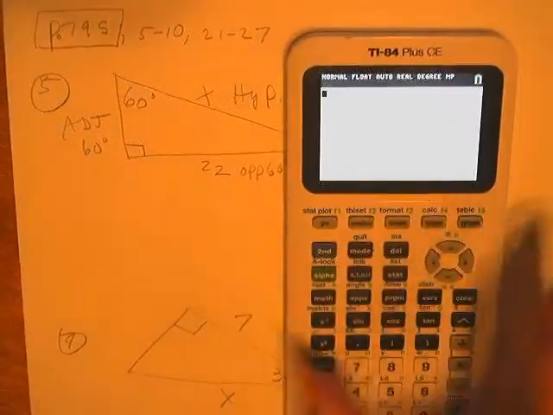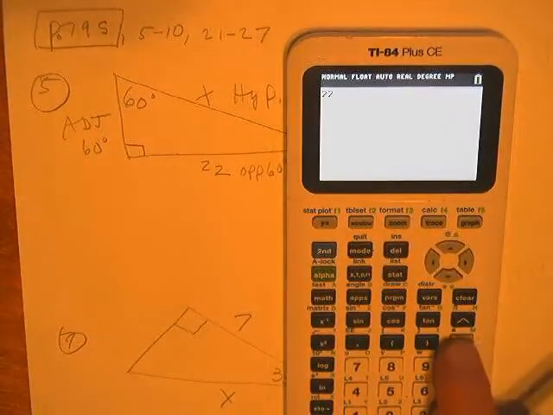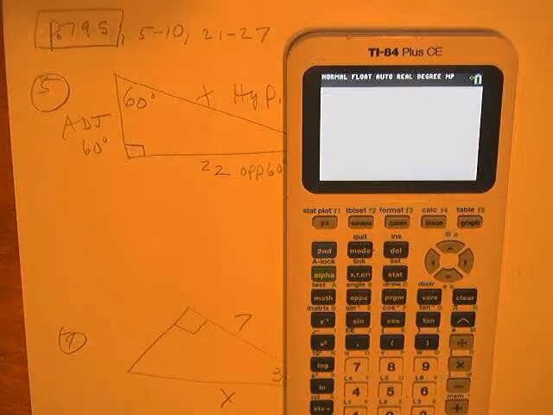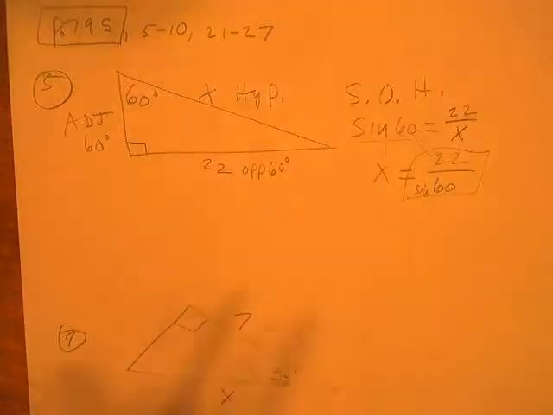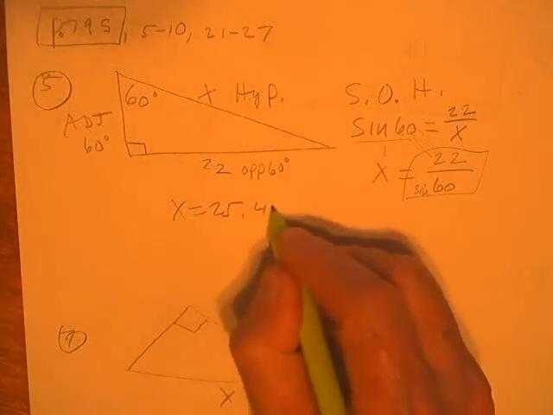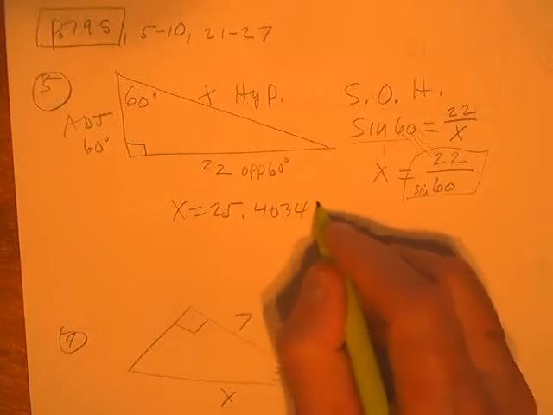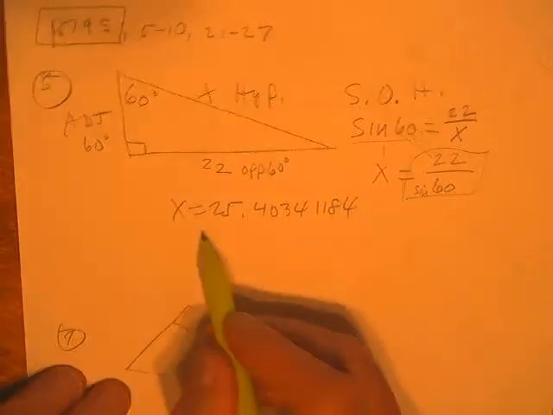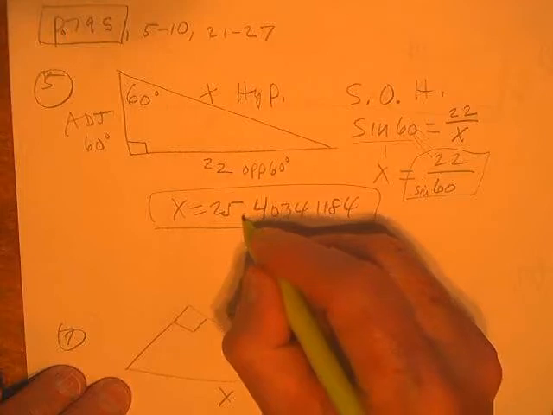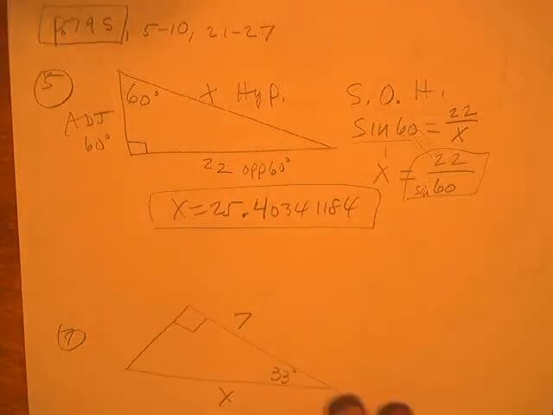And we want to do 22 divided by sine of 60. Oh, this wasn't 44. I was thinking 30. Write it down and you're done. X is 25.4034 1184. No rounding at all. So there's that first one.